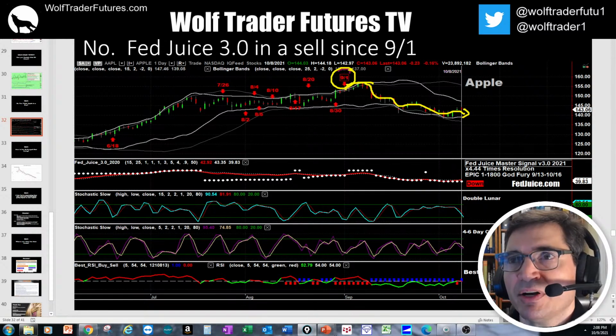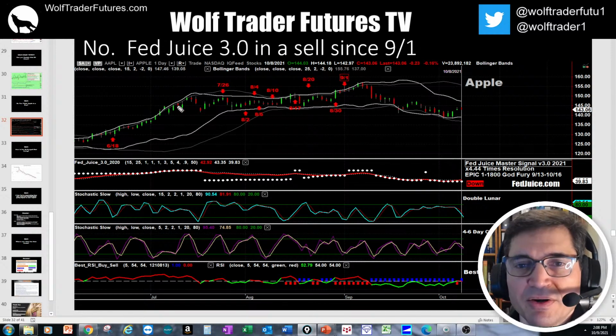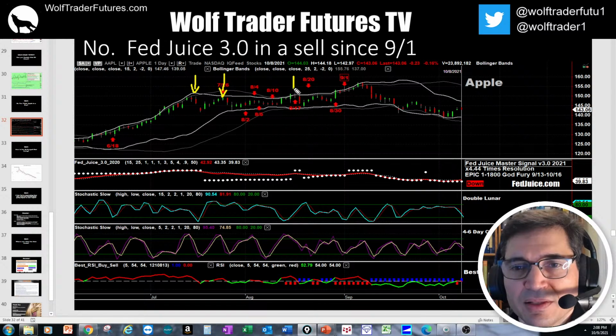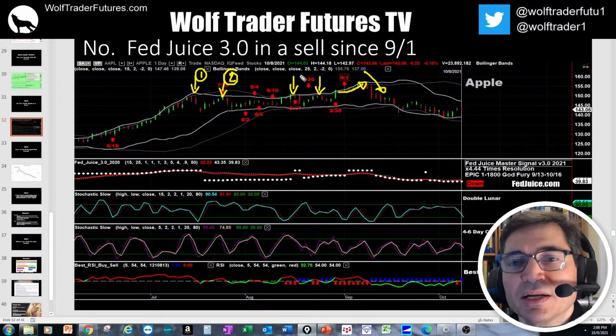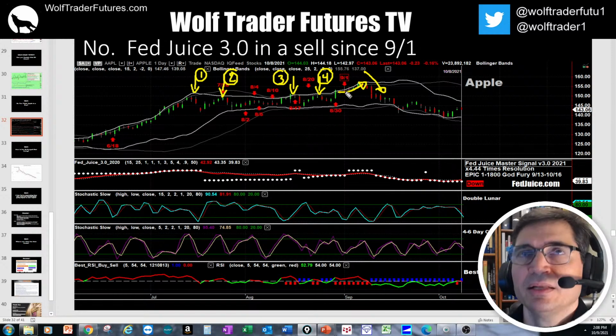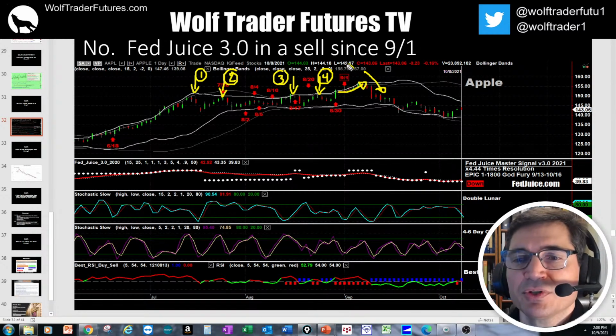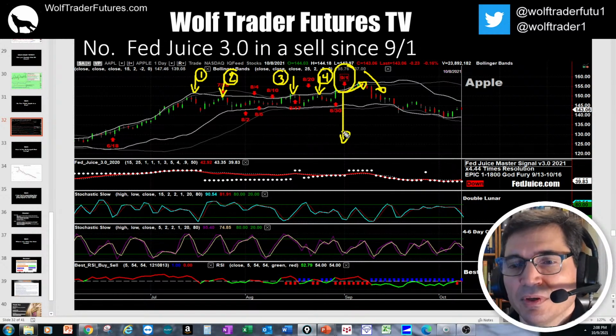Now notice Apple did a very strong topping pattern into here. You had 1, you had 2, you had 3, you had 4, and then you had a false breakout, and then you had a decline here. So 1, 2, see if you can see that on the screen. 3, it looked like it was doing a quadruple top, and then it looked like it was breaking out, but the Fed juice goes into a sell here, and it stayed in the sell the whole time.